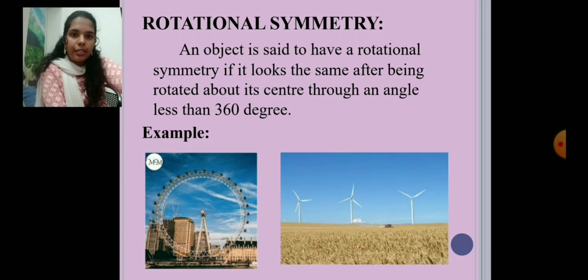I am repeating again. An object is said to have rotational symmetry if it looks the same after being rotated about its center through an angle less than 360 degrees. Basic examples are the fan, windmill, etc. It keeps on rotating, but it looks the same after being rotated about its center through an angle less than 360 degrees.